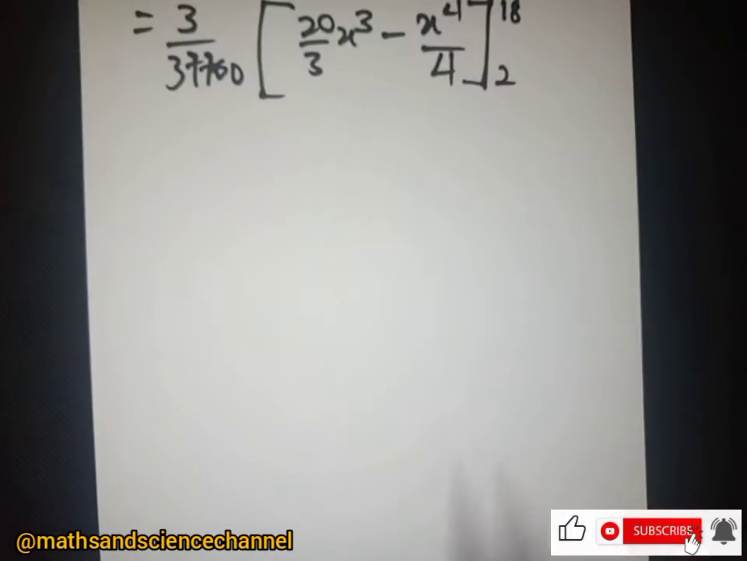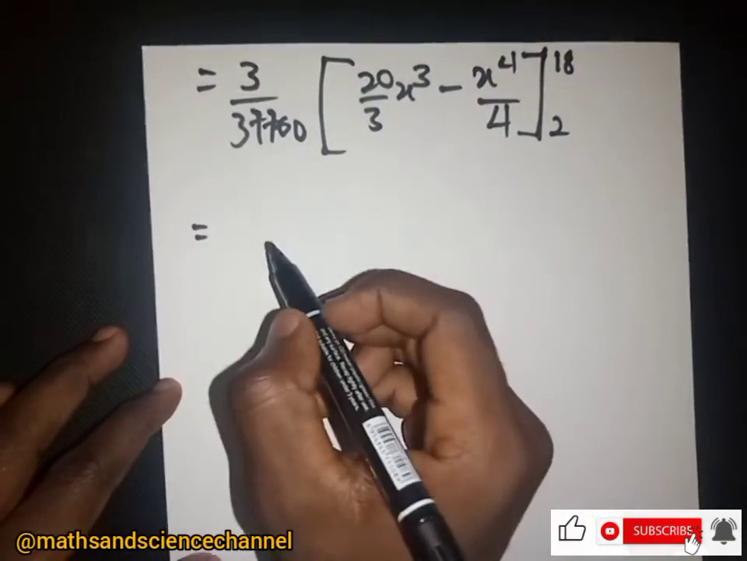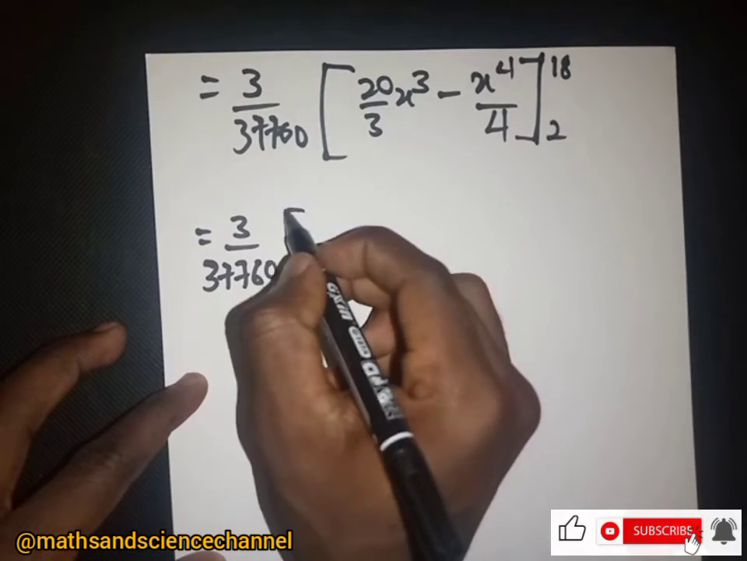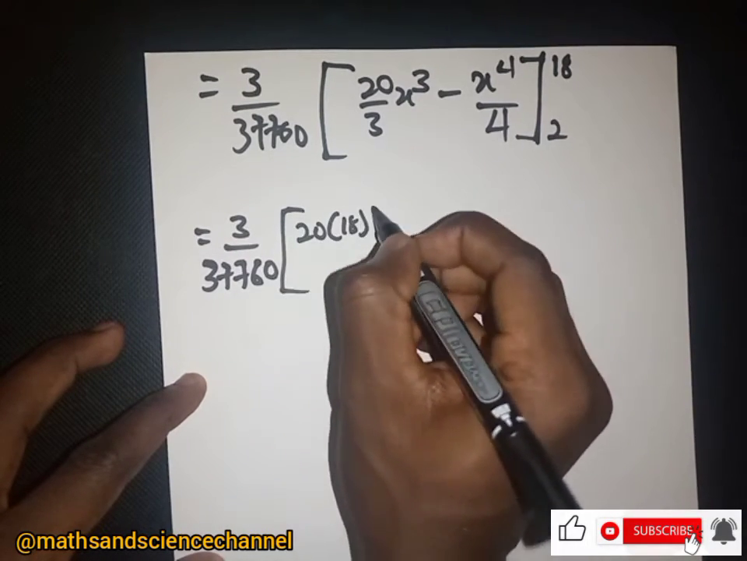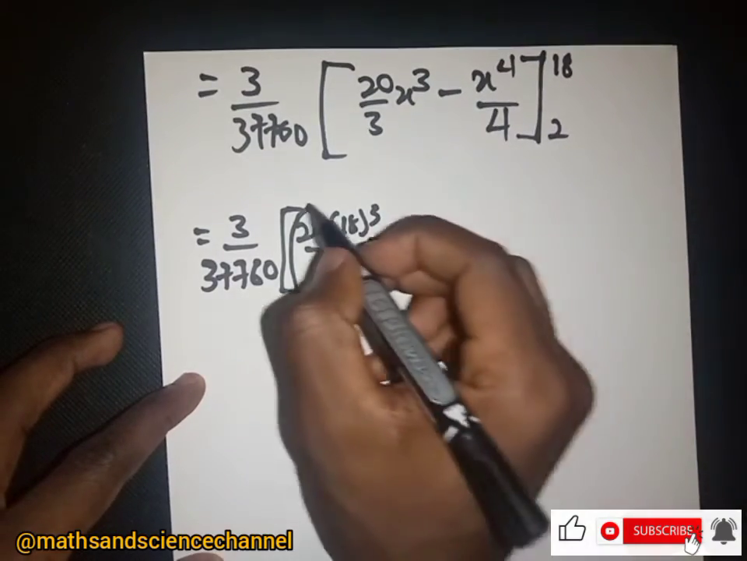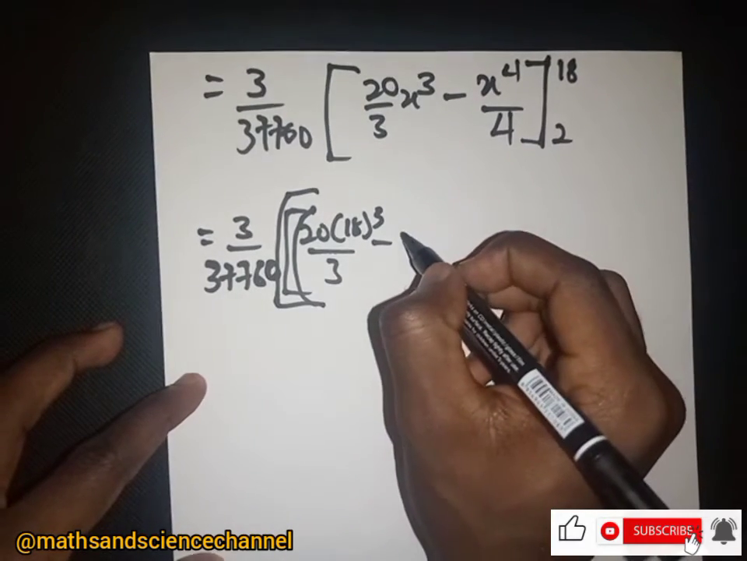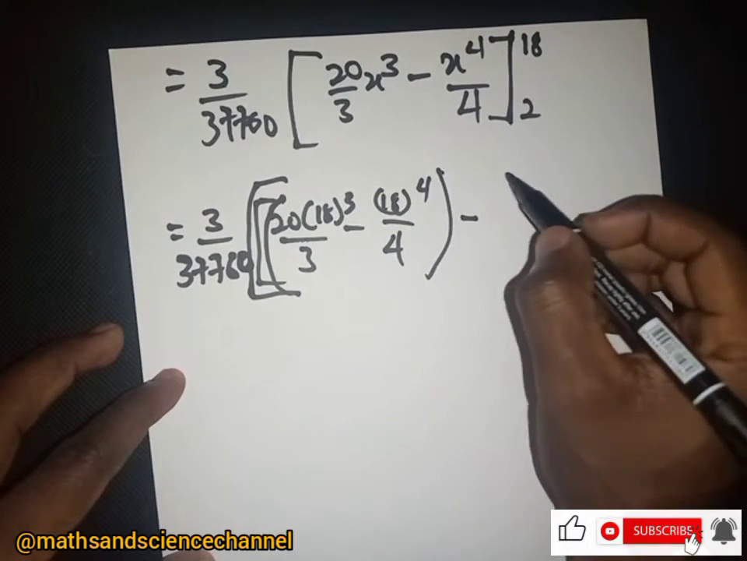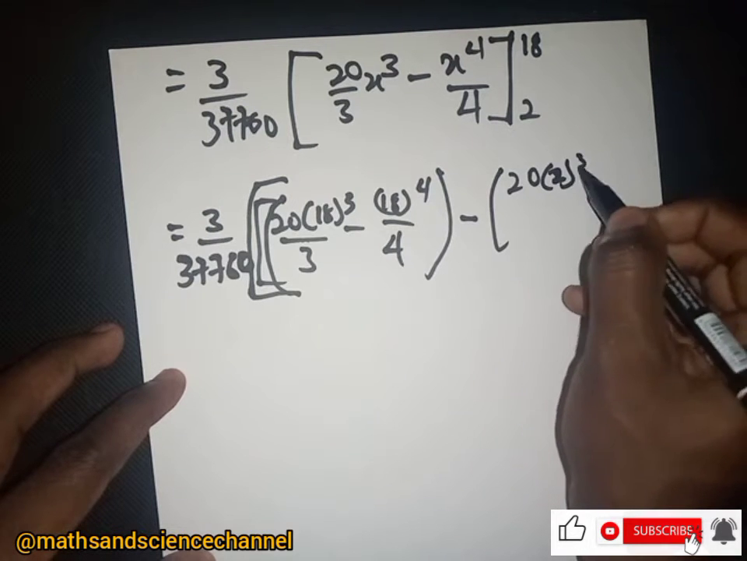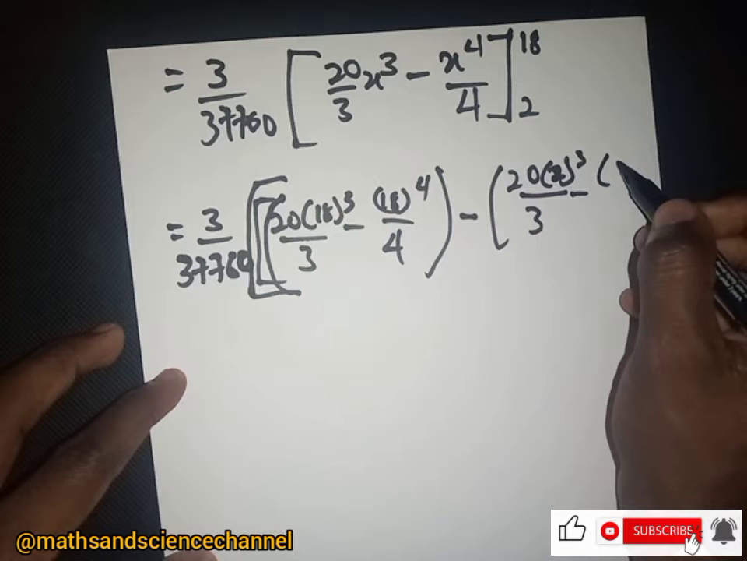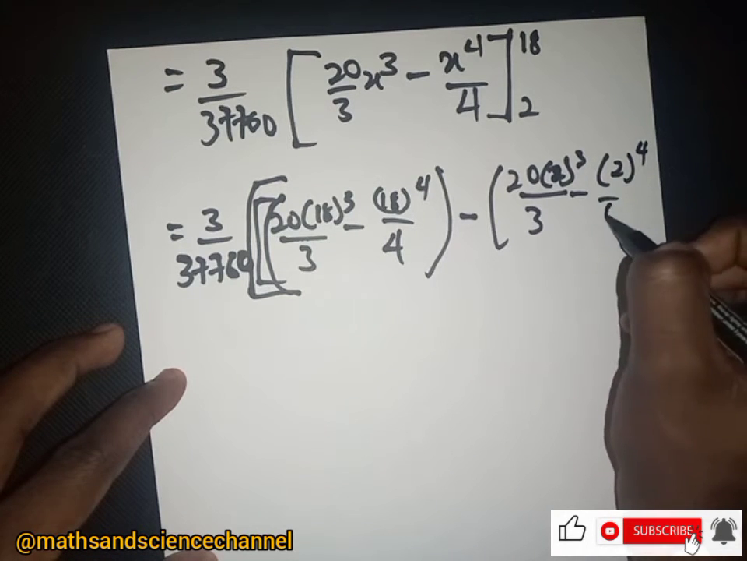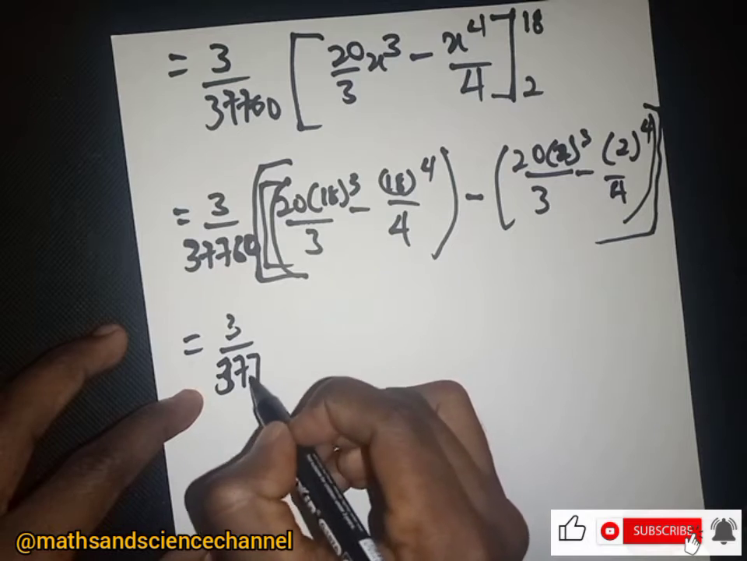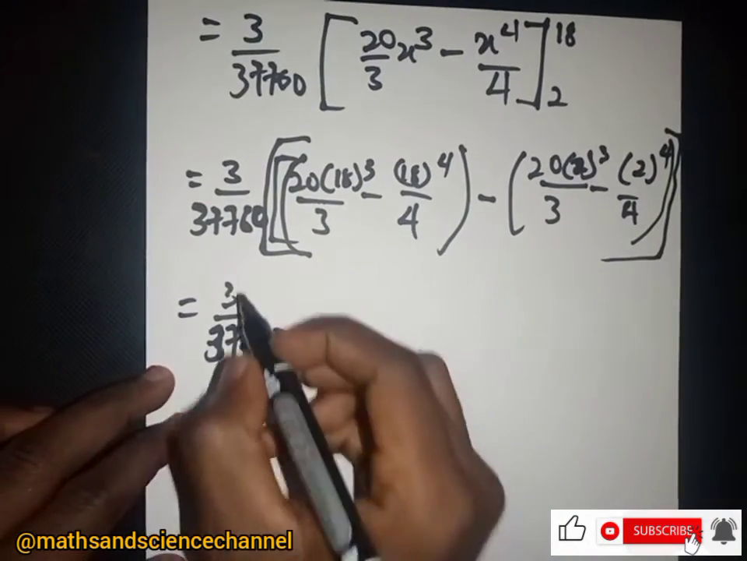So let's do that. From here we are just going to get 3 over 37,760 here, then 20, put 18 cubed over 3, minus 18 to the power 4 divided by 4, then minus that of 2 cubed over 3, minus 2 to the power 4 divided by 4. So computing all of this together.